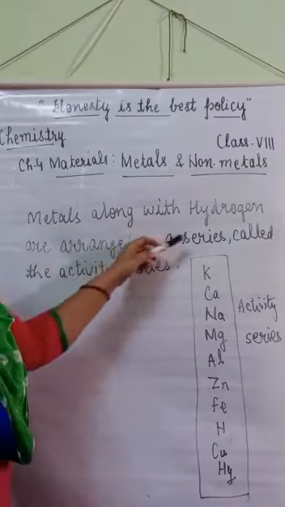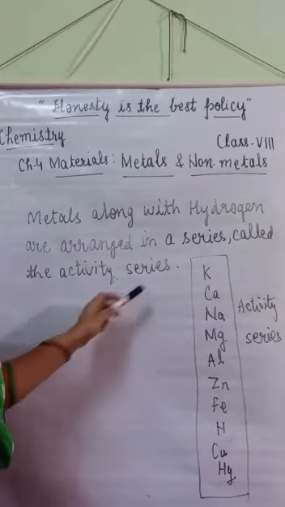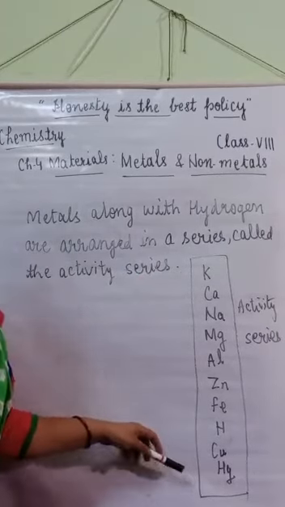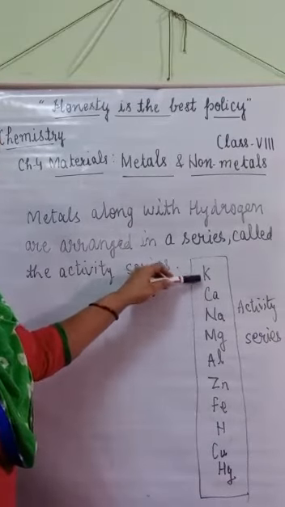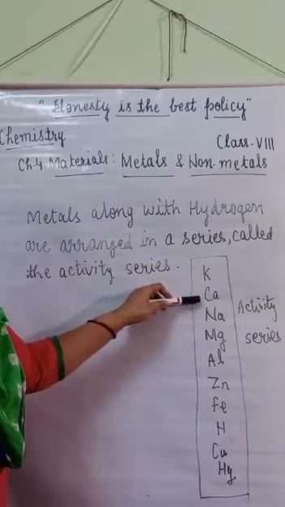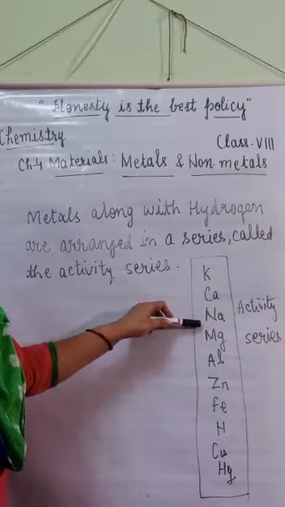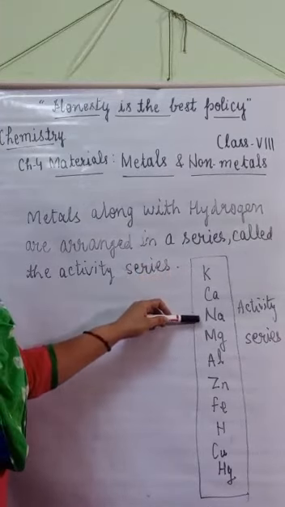Metals along with hydrogen are arranged in a series called the activity series. This is the activity series in which metals are arranged in order of their activity. In this series, potassium is above calcium. It means potassium is more reactive than calcium. Potassium and calcium both are above sodium. So it means potassium and calcium are more reactive than sodium.